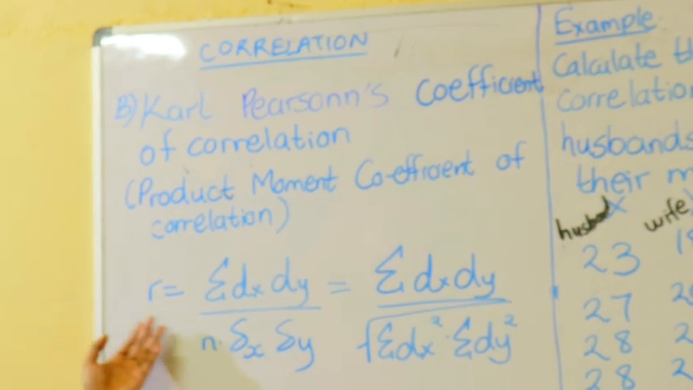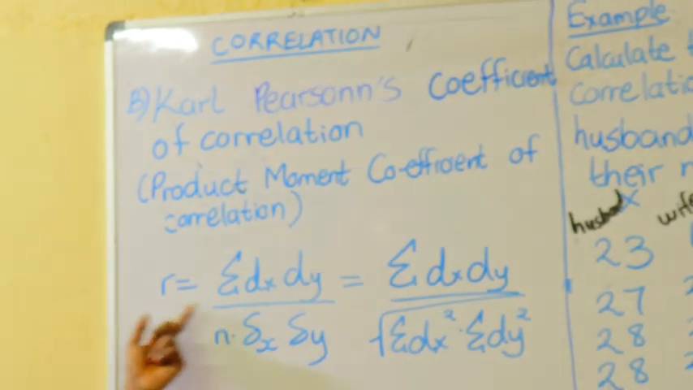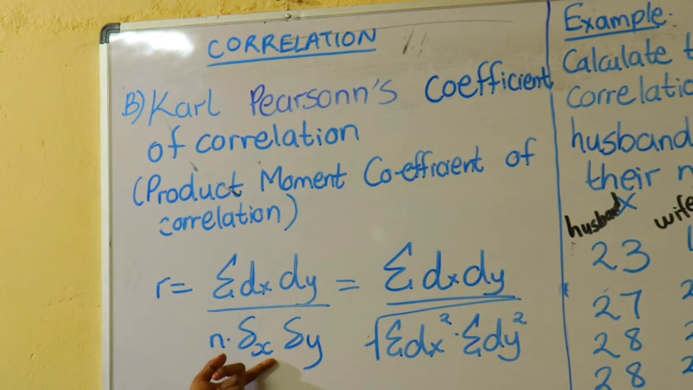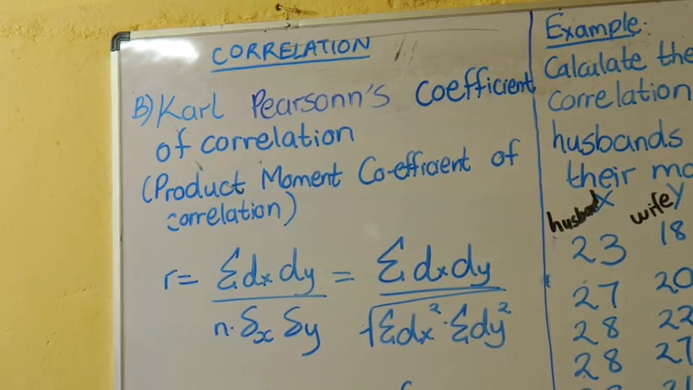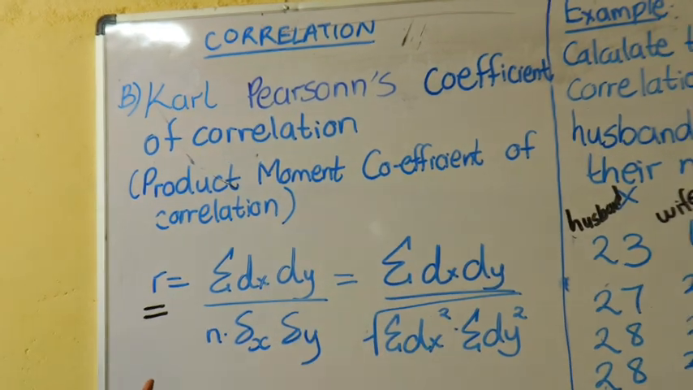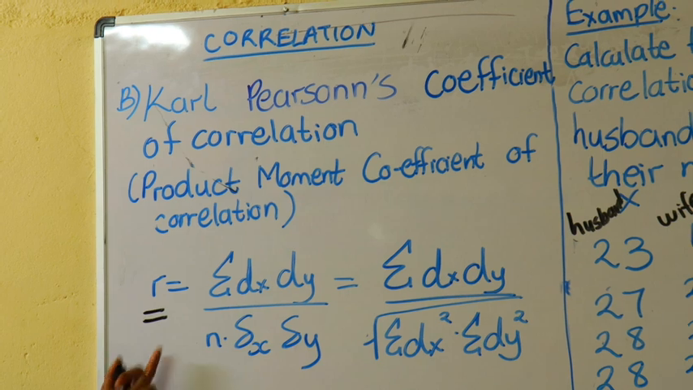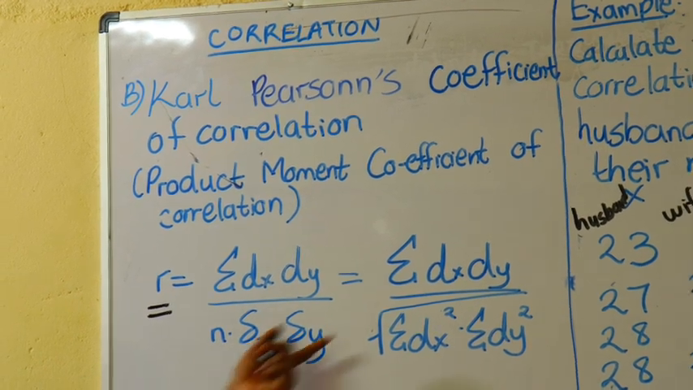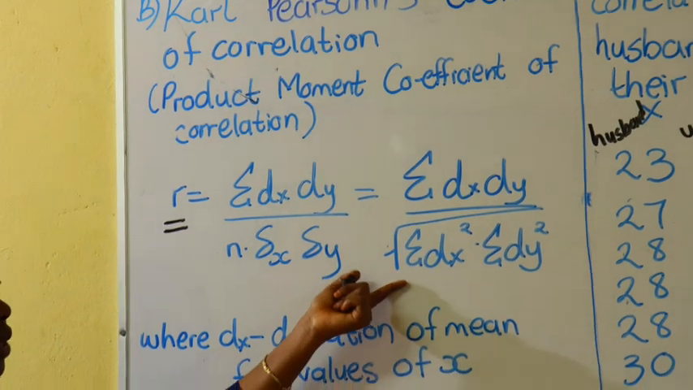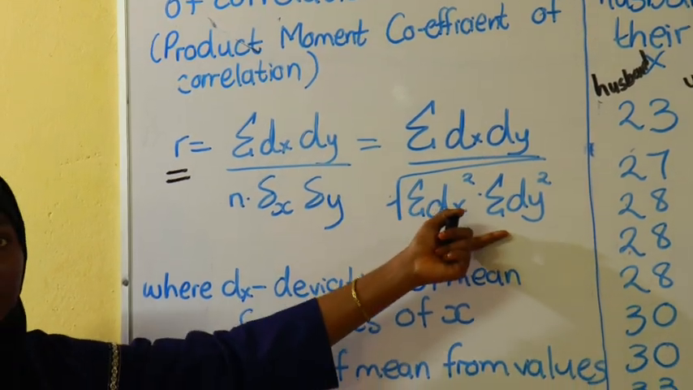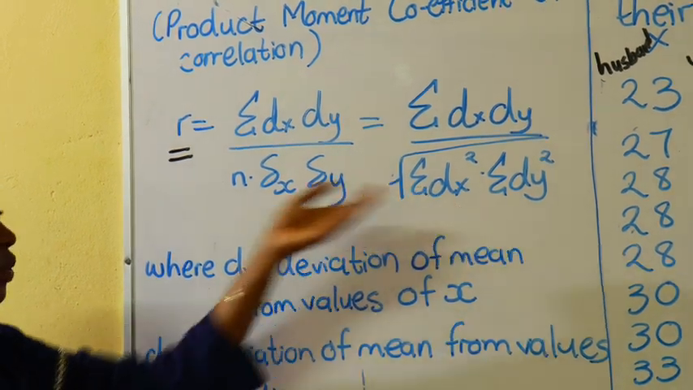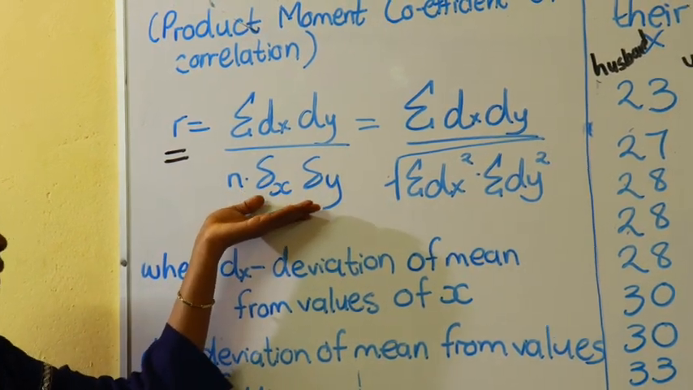So when you're looking at this, the formula is given by R is equal to summation of dx dy over n sigma x sigma y. So sometimes also when you see R, when it comes to correlation, just know that we're looking at the Karl-Pearson's correlation coefficient. And this is the formula. And it can be simplified to this formula here: summation dx dy over square root of summation of dx squared summation of dy squared. You can always use this formula so that you don't have to go calculating the sigma x.